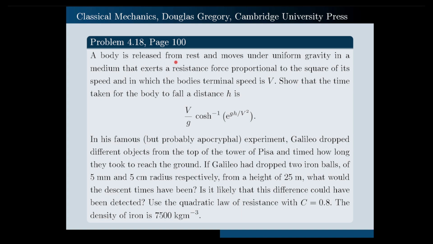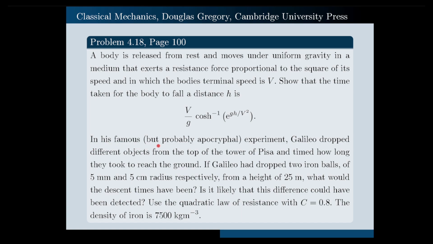A body is released from rest and moves under uniform gravity in a medium that exerts a resistance force proportional to the square of its speed and in which the body's terminal speed is capital V. Show that the time taken for the body to fall a distance h is capital V over g times cosine hyperbolic inverse of e to the power of g h over V squared.